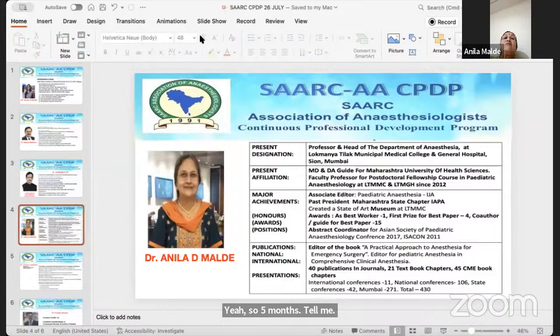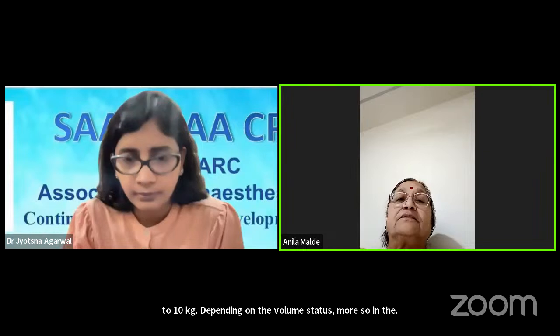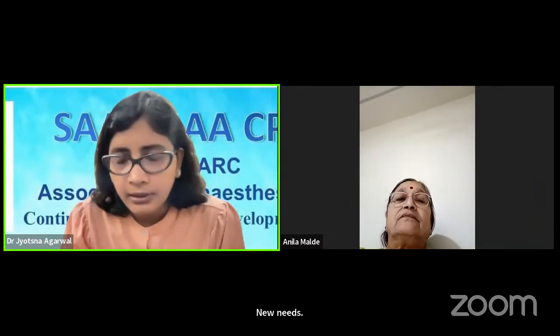5% albumin. Depending on the volume status, you can give 5 to 10 ml per kg. More so, it is recommended in neonates, not in the larger children.